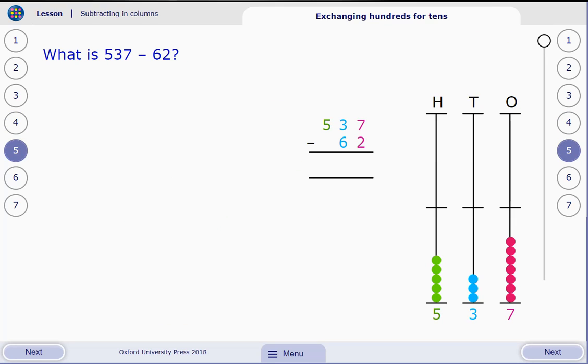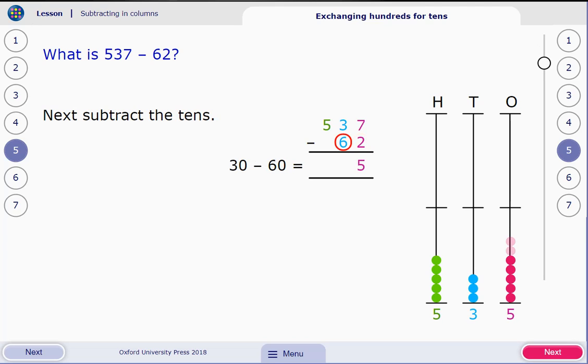This one is a little bit different. Look closely, you can see that we can take 2 ones away from 7 ones. But we might have to do something different with the rest of the calculation. So 7 take away 2 is 5. Here I want to take 6 tens away from 3 tens. I can't do that, so I need to exchange.